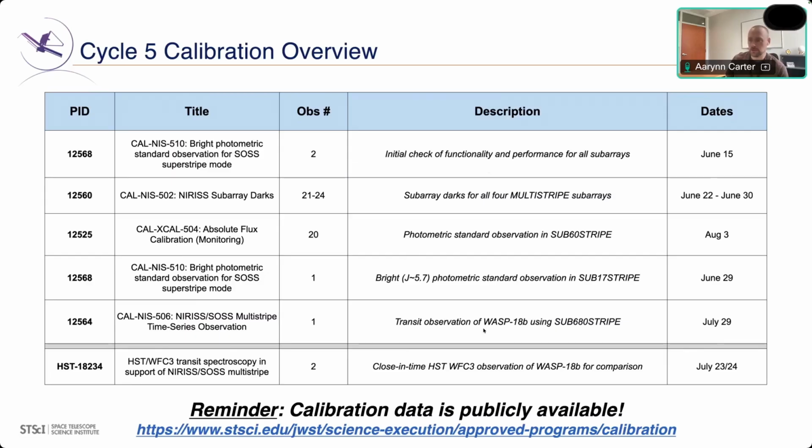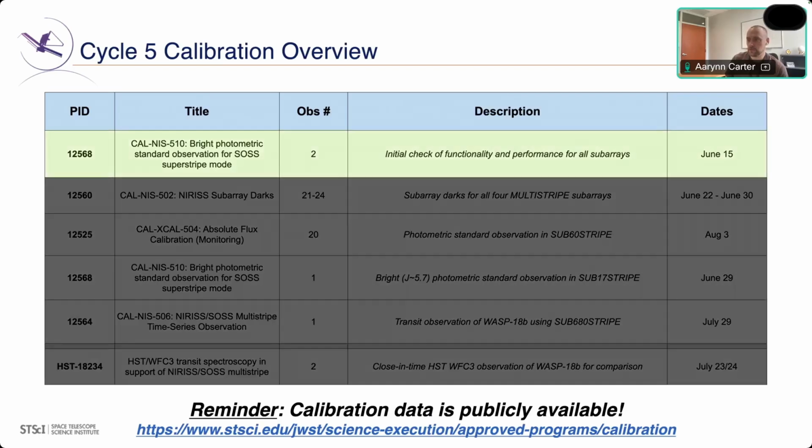Last but not least, we have this transit observation we're conducting of WASP-18b. This is a roughly 10 Jupiter mass source we'd be observing in transmission to hopefully get a close to flat spectrum using the multi-stripe mode. We've also paired that with a not quite simultaneous, but close in time, Wide Field Camera 3 observation with HST. So we get a nice comparison close in time to see if any systematics or signals are repeated across the two, and everything stitches together nicely.